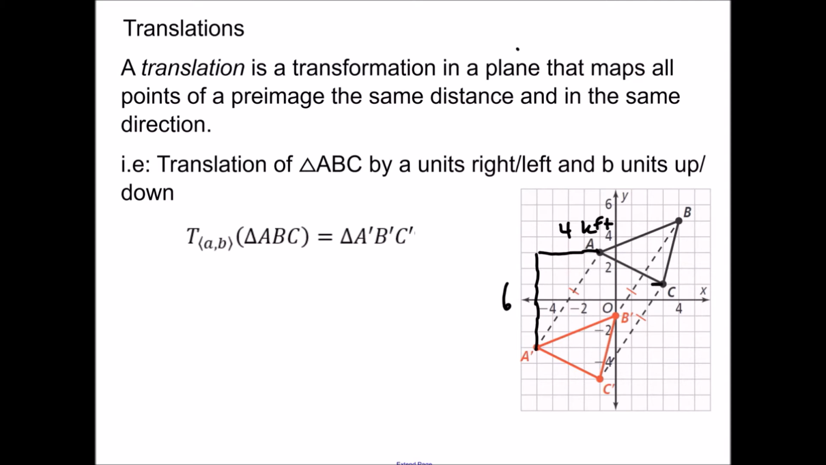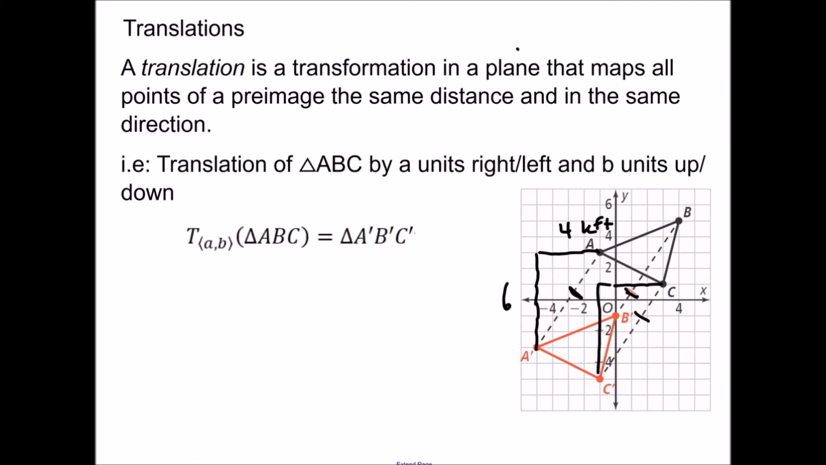If I did this for C, then that would also be 4 units to the left, 6 units down. And so distances are the same when you're translating. And this is what is being said here: the line segments are all the same distance.